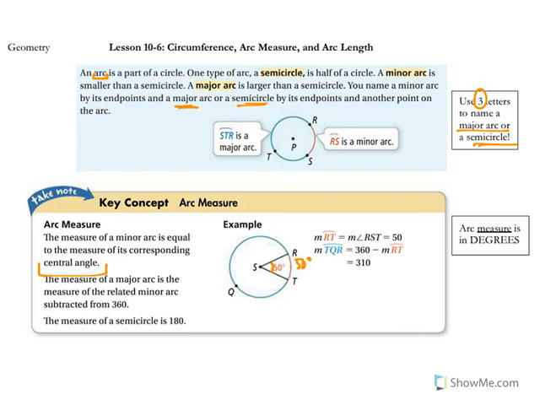However, the measure of a major arc is the measure of the related minor arc subtracted from 360. So if I know RT is 50, to go to RQT, I'm just taking 360 minus 50, and that's how I got 310 right there. So you think of going the entire length around the circle, but we're not doing this little part that's orange, we're just doing the blue part. And the measure of a semicircle is 180, because it's half of the circle, it's half of the measure. Divide 360 by 2, you get 180.